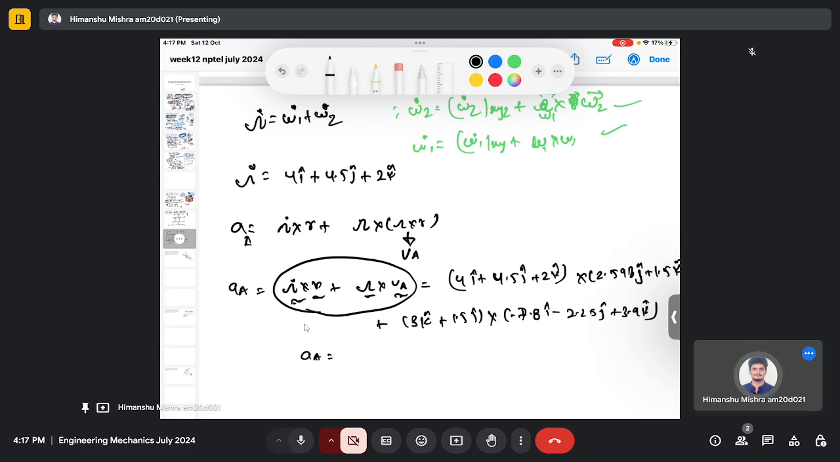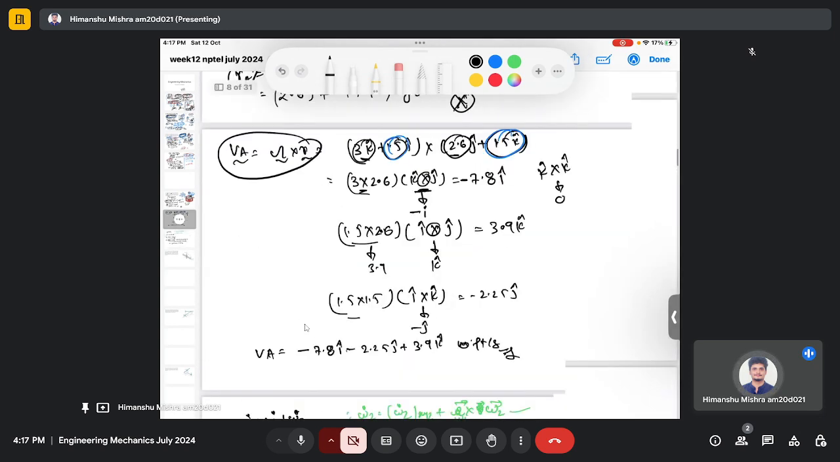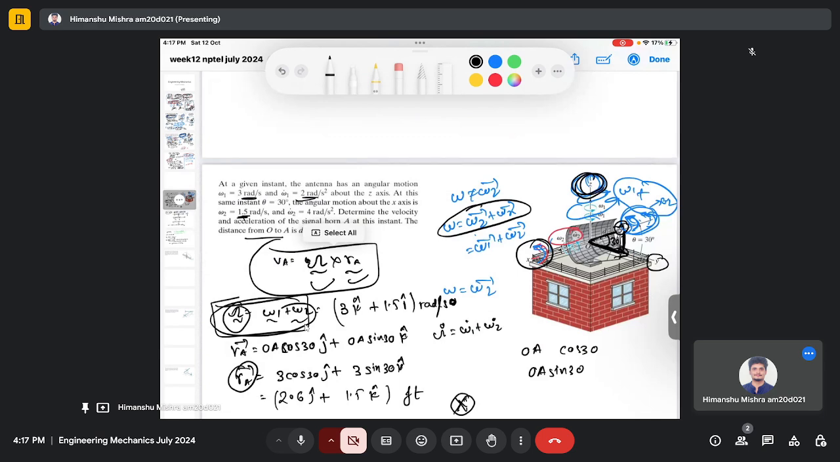So on calculating, we'll get A as 8.3i minus 35.2j plus 7k feet per second square. So in this question, we have been asked to calculate the velocity and acceleration of point A here.